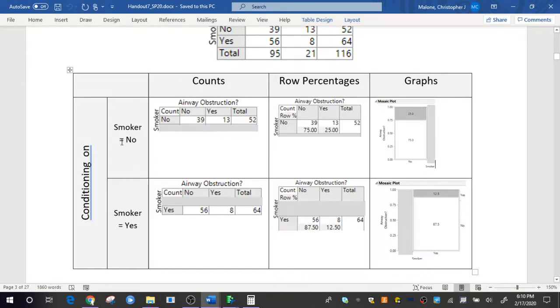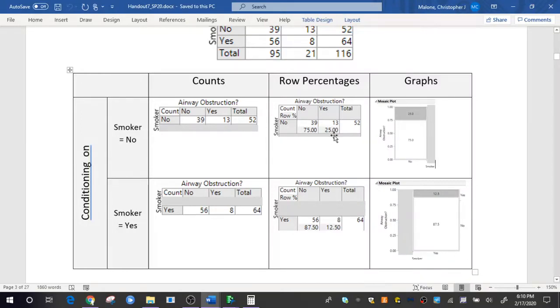Now that I've looked at the percentage there for my non-smokers, what I'm going to want to do is look at that same quantity for my smokers. So for my smokers, I had a total of 64 of them, and 8 out of the 64 had airway obstruction. So 8 divided by 64 is going to be 12.5%. So when I'm trying to understand the relationship between smoking status and whether or not they have an airway obstruction, I'm going to want to compare this 25% to this 12.5%.